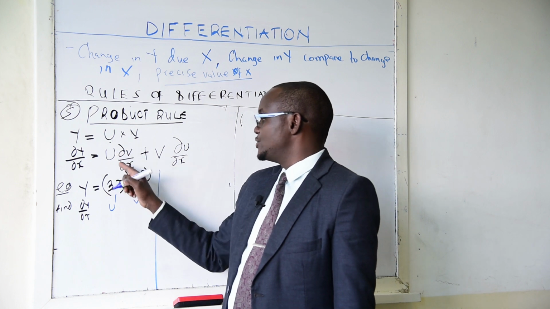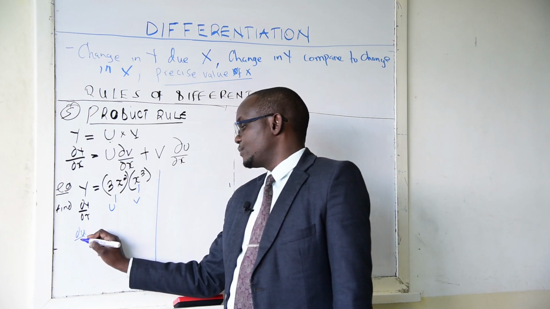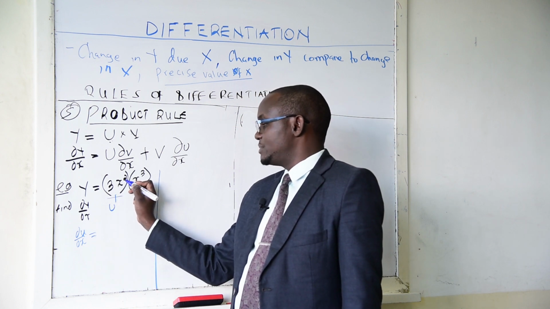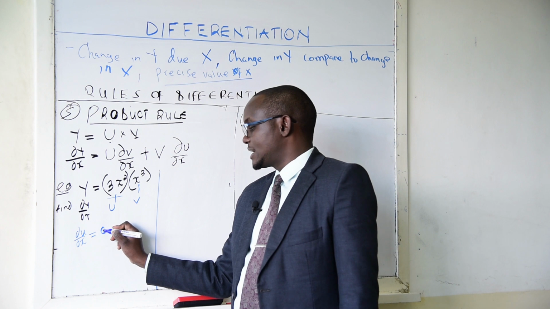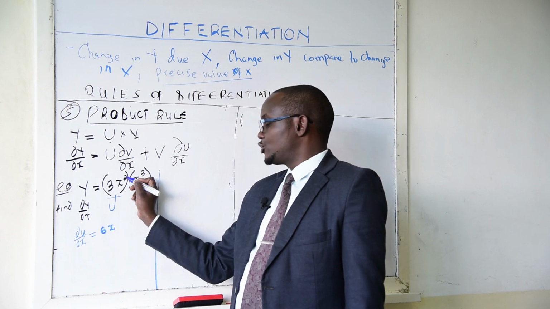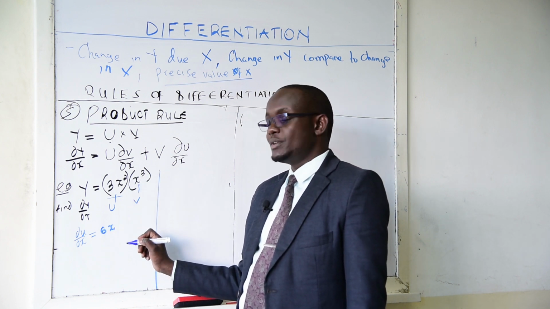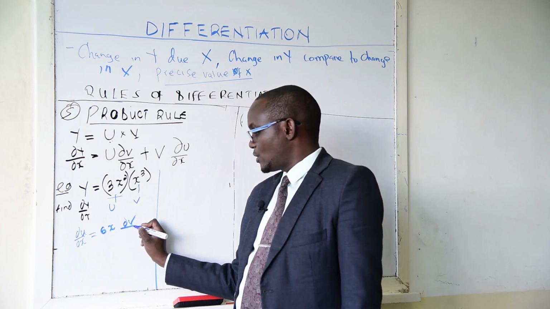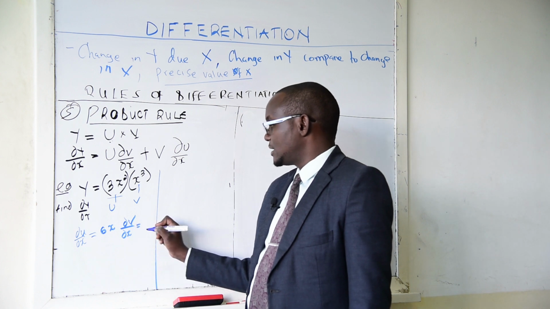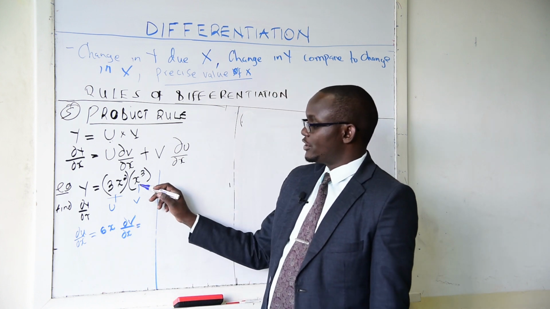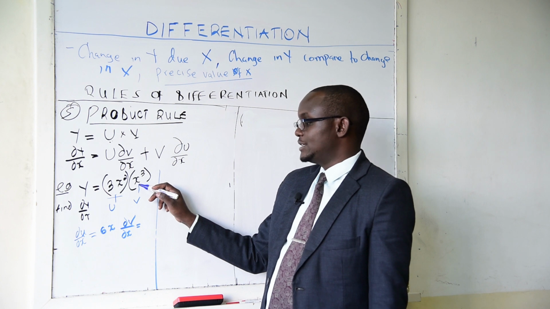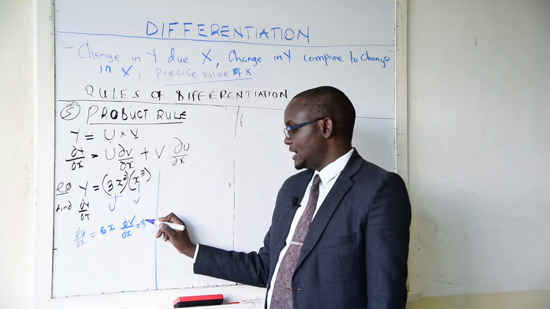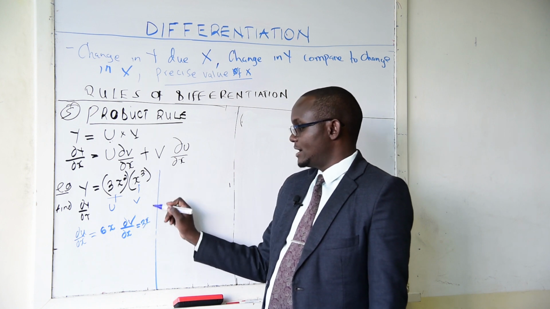So I'll start with du over dx. I differentiate this, so this becomes 2 multiplied by 3, that becomes 6, x power 2 minus 1, which remains x raised to power 1. Then I get dv over dx. I know my v is x cubed. When I differentiate this, I take 3 here, multiply to get 3x, then 3 minus 1, I get 2.